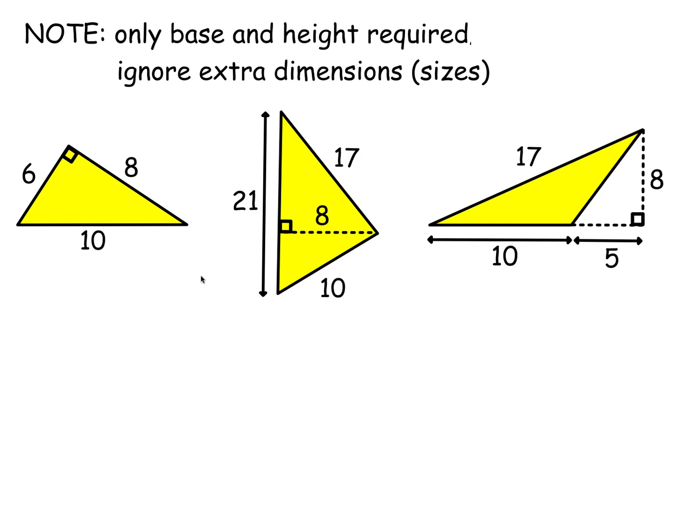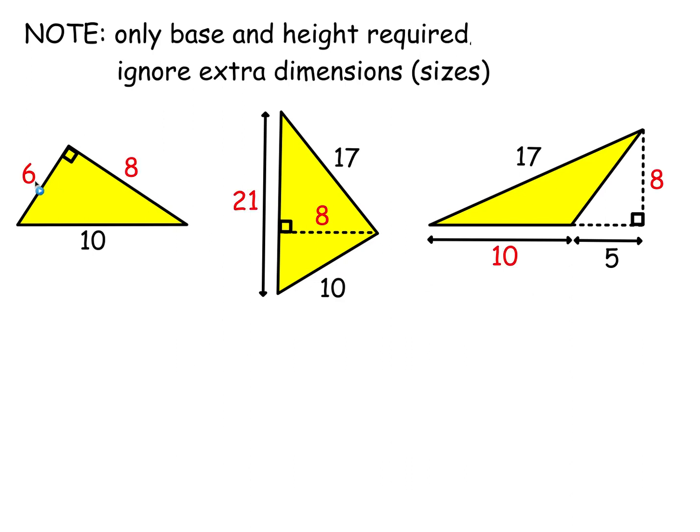When you're asked to find the areas, the triangles will have a lot more figures than you need. You only need 2, the base and the height. Here you've got all 3 sides. Here you've got all 3 sides and also a height. And here you've got 4 figures as well. You only need 2. So you have to look for the base and the height being perpendicular.